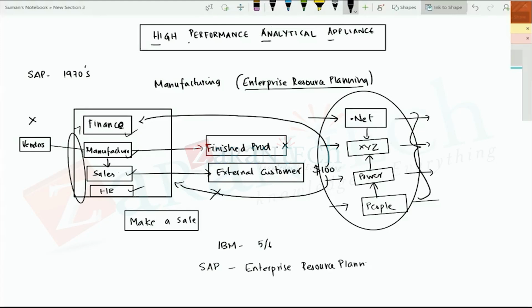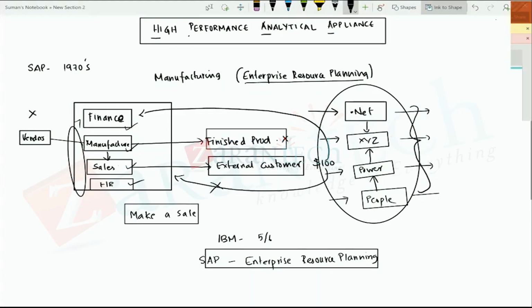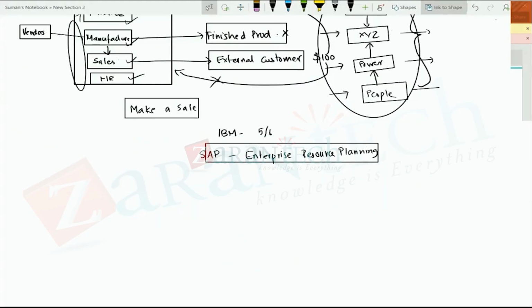So the reason why we spent about 5 minutes talking about this is you need to understand the context behind why SAP came into the market, right? So that's what I'm trying to do here. When ERP solutions became popular in the 1970s, there were only 2 market products that were available. One was Oracle and the other one was SAP.